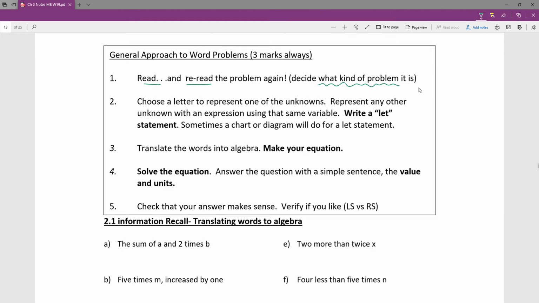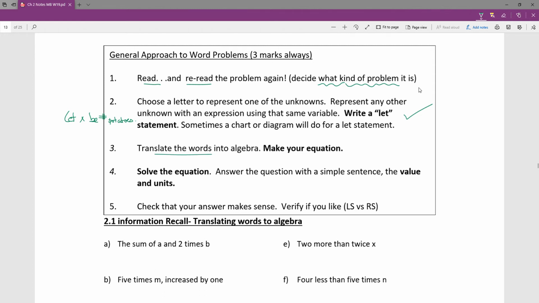So write a let statement. It could be, let x be the number of, I don't know, potatoes. It's simple, it doesn't have to be beautiful, doesn't have to be awesome. Sometimes a chart or a diagram is going to do for a let statement. So the let statement is your first mark, and it's worthwhile because sometimes they're easy, sometimes they're hard, but it's worth being intentional with.